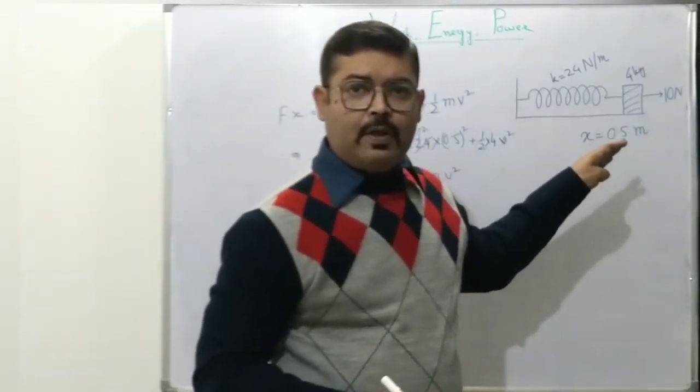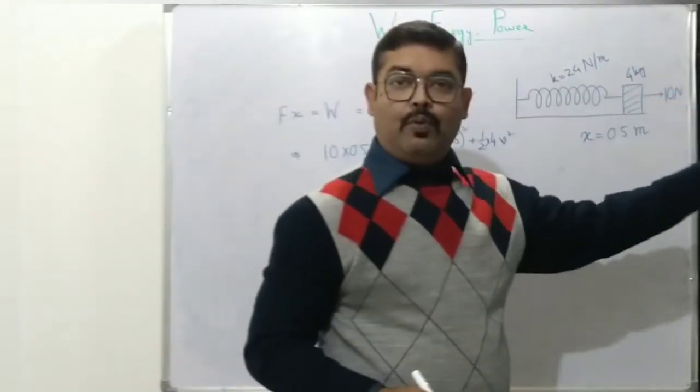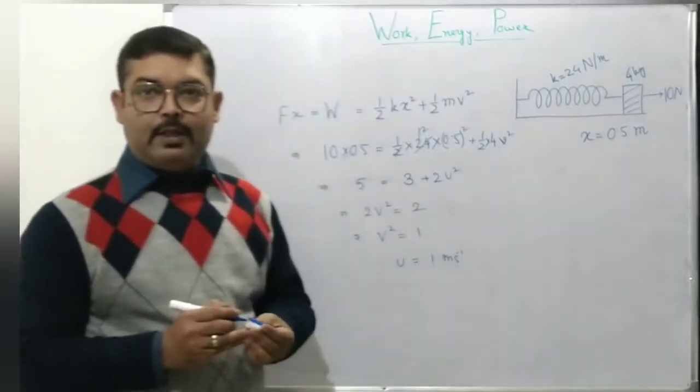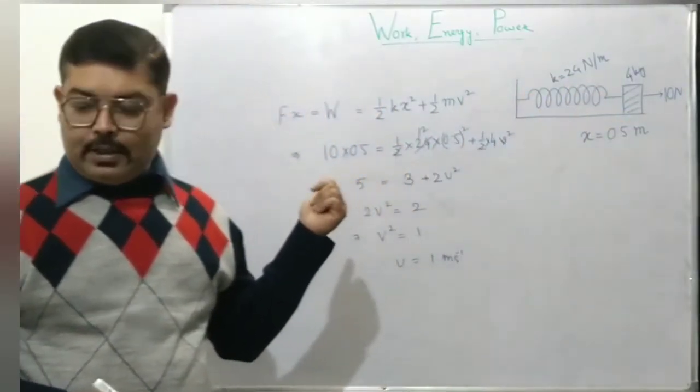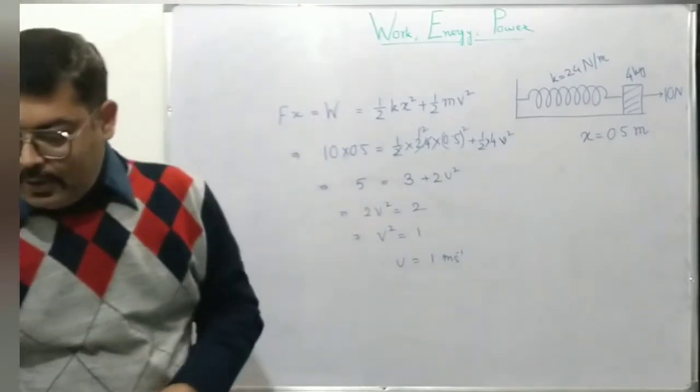What will be the direction of the v? It will always be opposing the extension. When it's released, it will be moving in the opposite direction of the extension, right? So it will be in the negative direction.